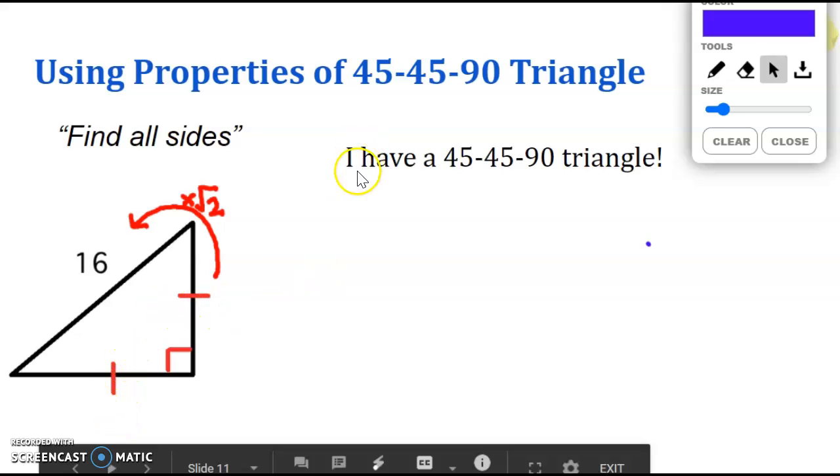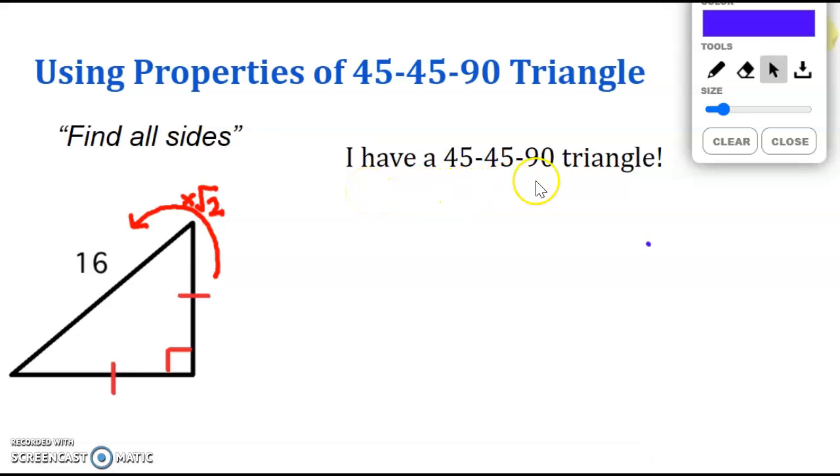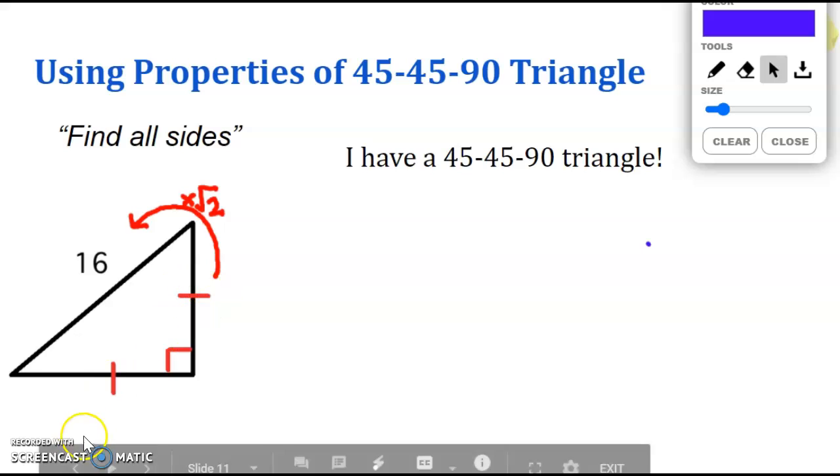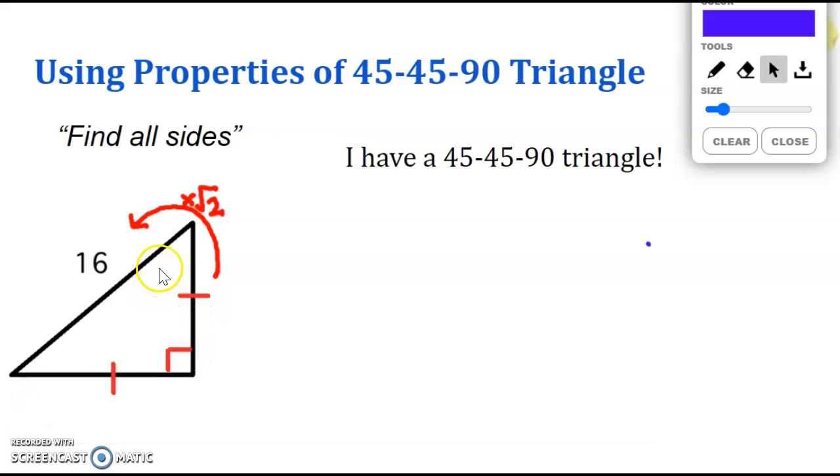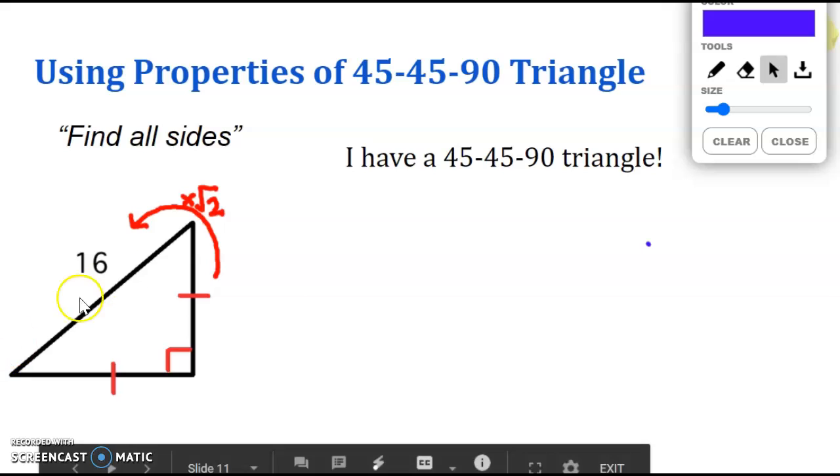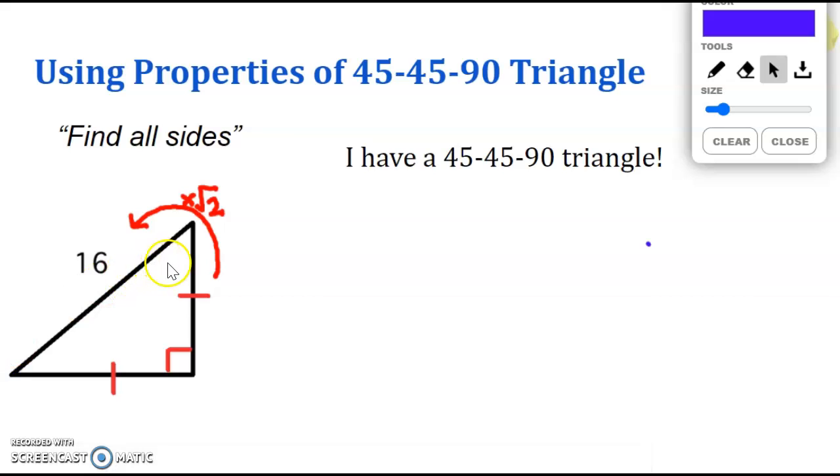Okay, so first of all, the thing you should recognize is that we do have a 45, 45, 90 degree triangle. How do I know that? Because we have an isosceles right triangle. A right triangle with isosceles, the two sides, two legs being equal. It's an isosceles triangle. That means the two base angles need to be 45 degrees.